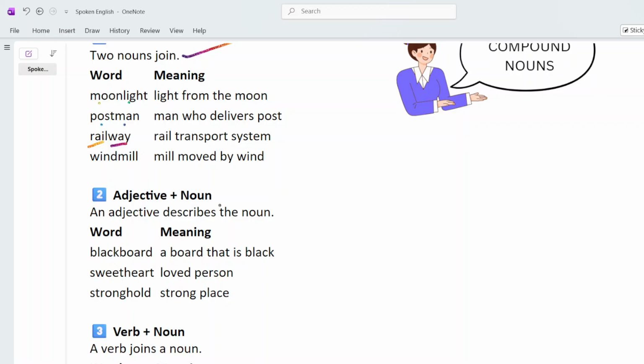Now, if we go ahead and check out the second topic, the point for today is adjective plus noun.